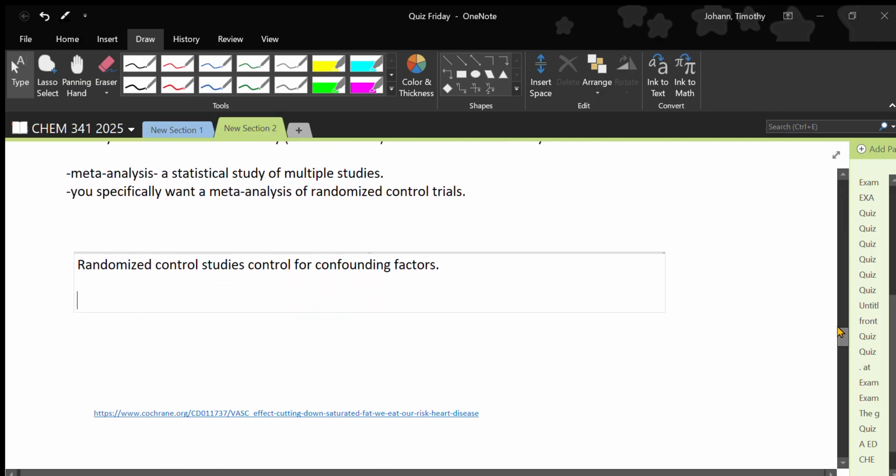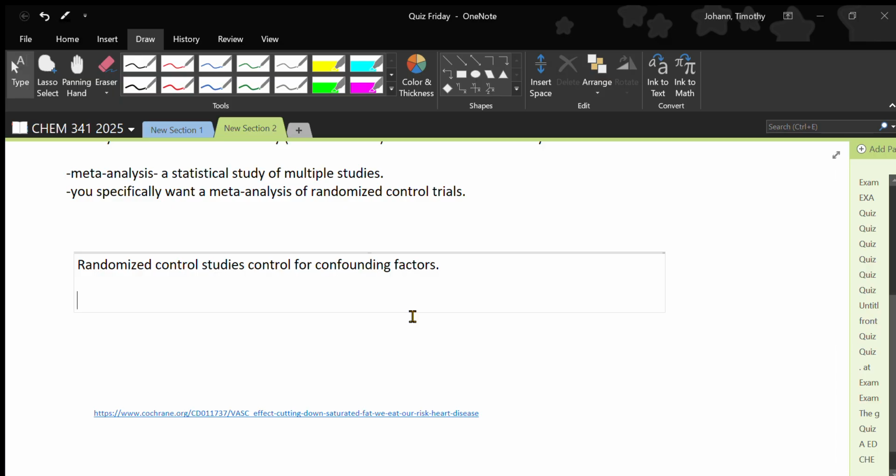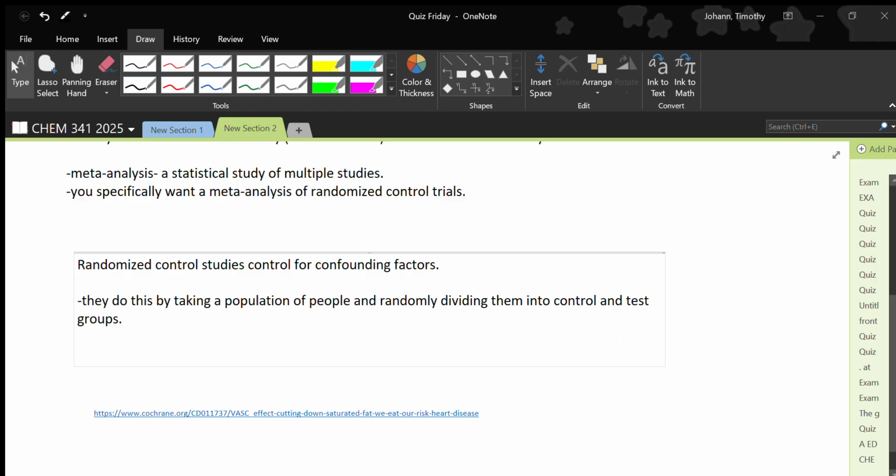So randomized control studies control for confounding factors, because what they do is they take a population of people and randomly divide them into control and test groups. Okay. So they do this by taking a population of people and randomly dividing them into control and test groups. All right, does that make sense?